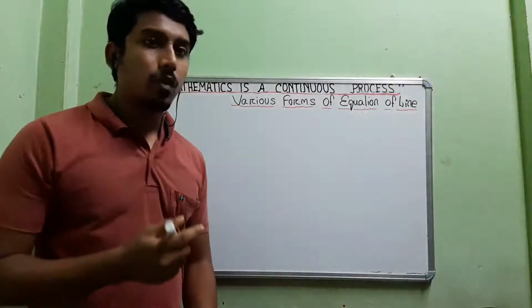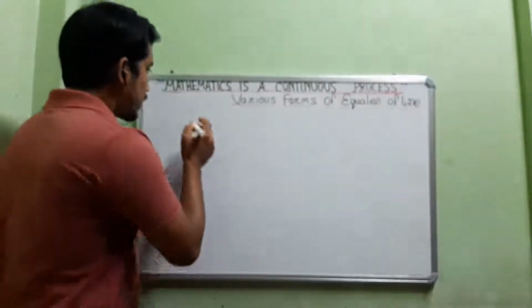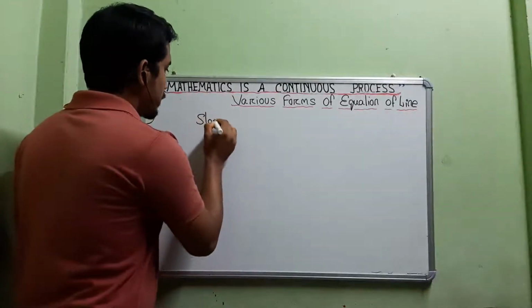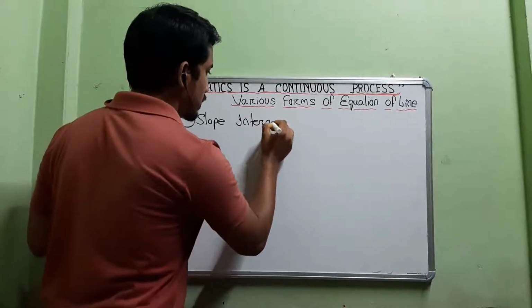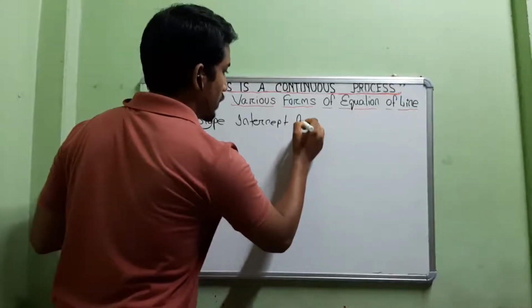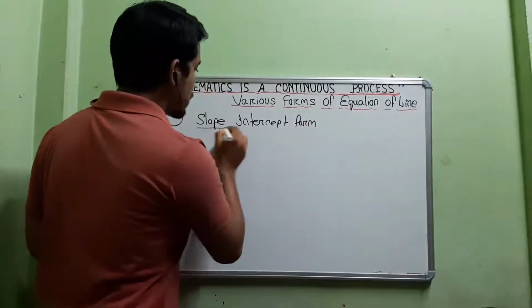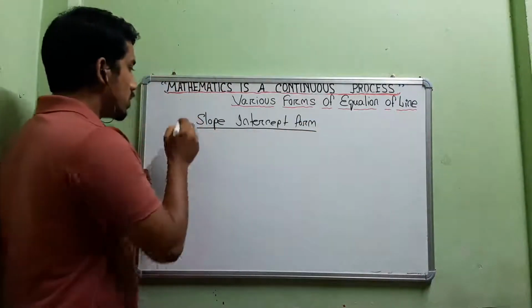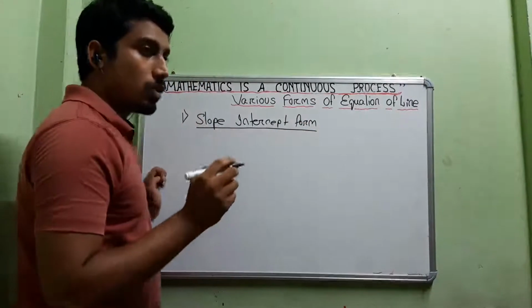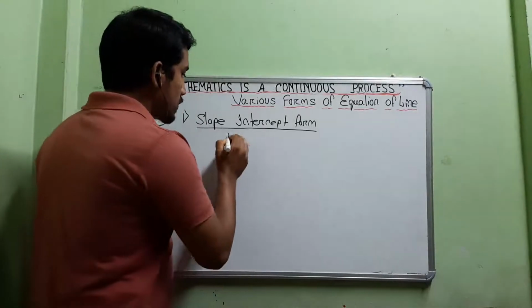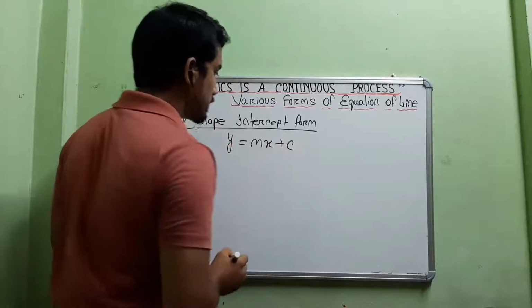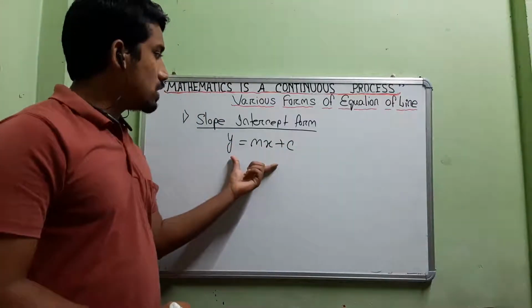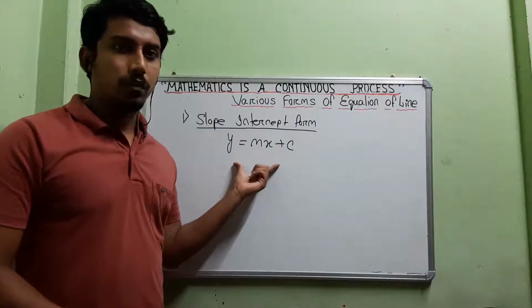So the first form of the equation of a line is called the slope intercept form. There are several forms for the equation of a line. The first one is slope intercept form. So what is the form? The form is y equal to mx plus c. This is called the slope intercept form of the equation of a line.